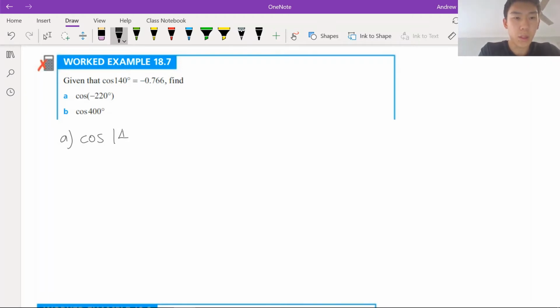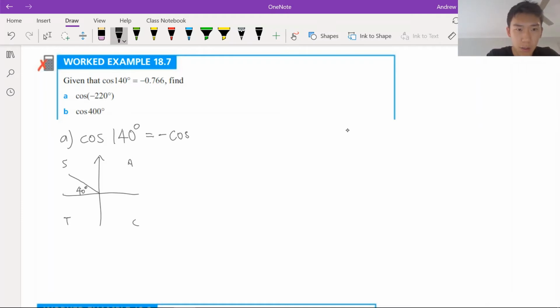So from what we know about the unit circle, cos 140 is in the second quadrant. If we draw this, 140 is here. That means it makes a 40-degree angle with the x-axis, and it's in the second quadrant. So we draw up our CAST diagram. That means the value of cos will be negative in the second quadrant, right? So cos 140 is going to equal negative cos 40, right?